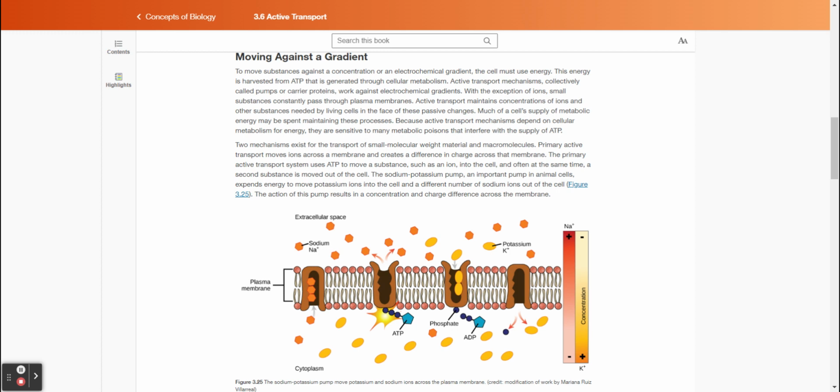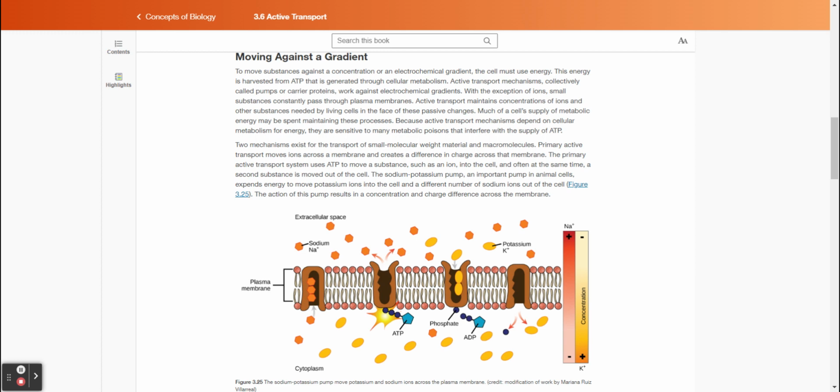Two mechanisms exist for the transport of small molecular weight material and macromolecules. Primary active transport moves ions across a membrane and creates a difference in charge across that membrane.